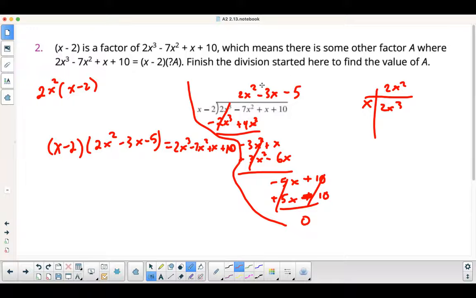Cool, so I did finish this. Whoops, I did not write them as linear factors. This one's linear here, the x minus 2. This is quadratic, it's x squared. It doesn't say I have to take it down to linear factors. It just says get into x minus 2 times something. Okay, so there we go. That would be your answer.